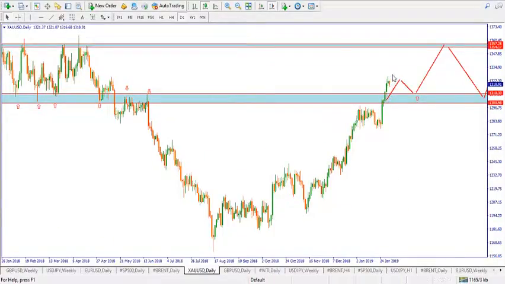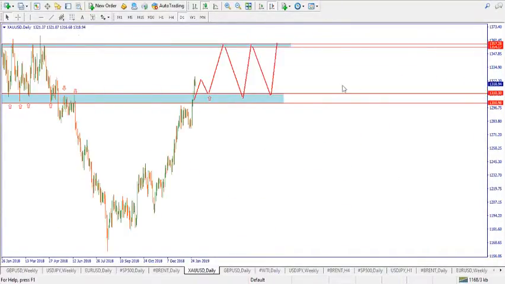Just expect price maybe to retrace back to this point, and then we'll pick a buy from that point to the very top. And should price come back again in the future, then these are the places we're going to buy from.